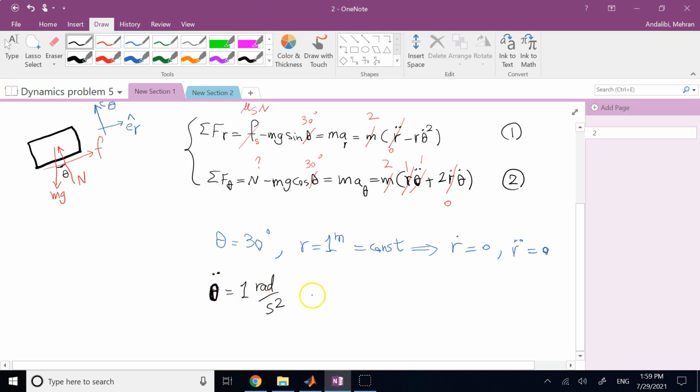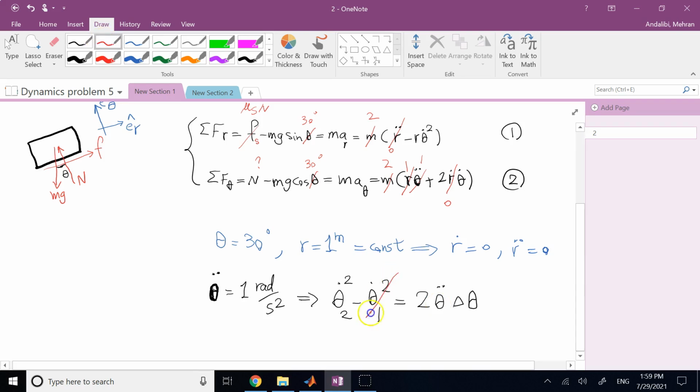Since theta double dot is constant, I can write that theta dot final squared minus theta dot initial squared is equal to 2 times a, which in this case is alpha, the angular acceleration, times delta theta, correct? This is the time independent formula: omega 2 squared minus omega 1 squared is 2 alpha times delta theta. That's the formula we have for angular motion when alpha is constant.